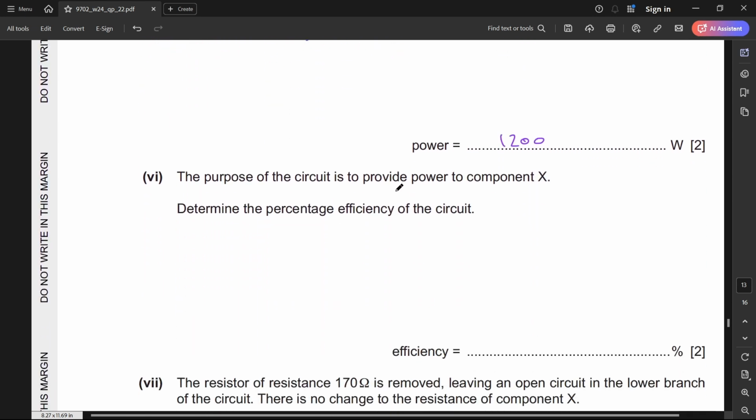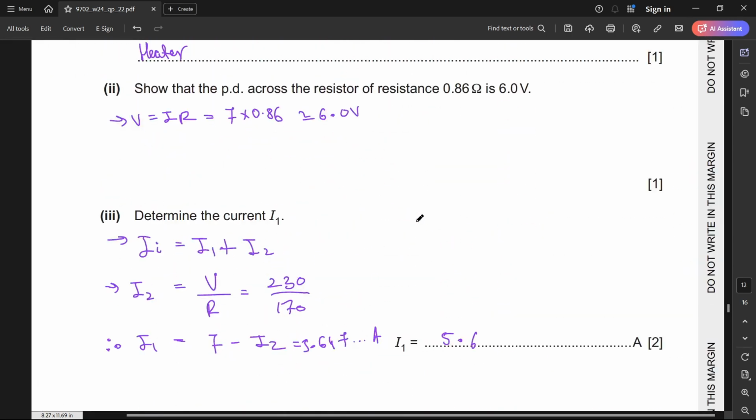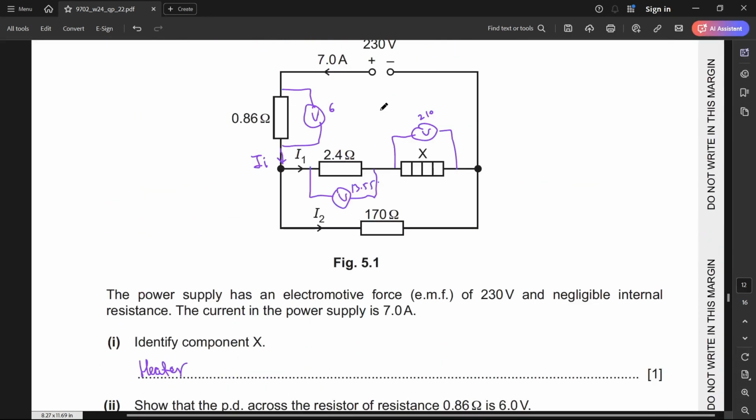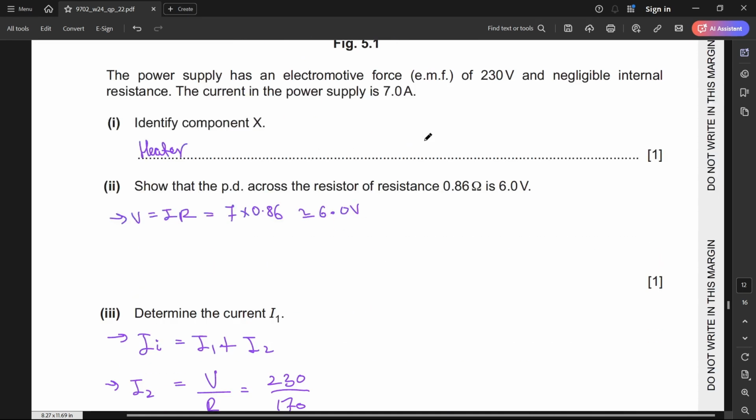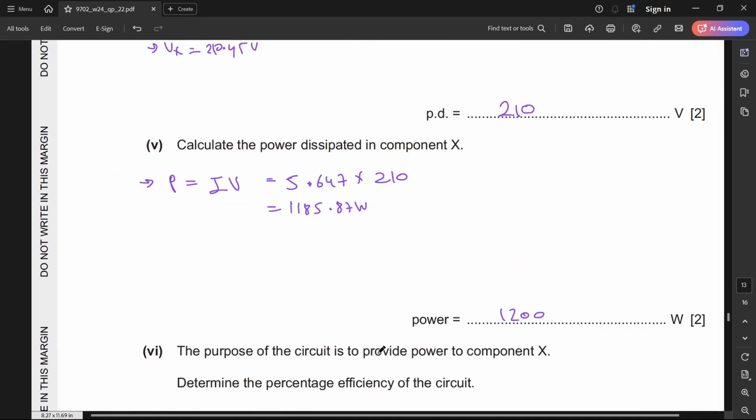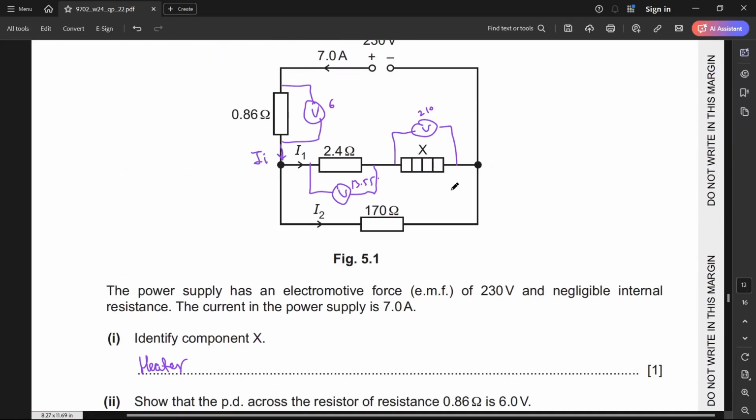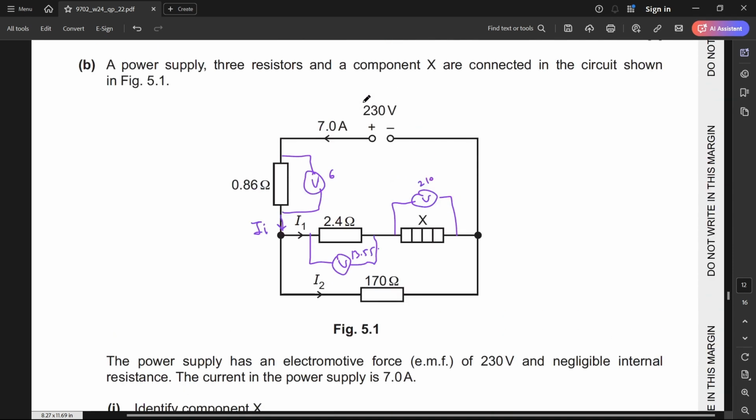Now the purpose of the circuit is to provide power to component X. Determine the percentage efficiency of the circuit. So the designing of the circuit was mainly to provide the power to your heater. Now the power that you are getting over here is 1200 watts, and if we check with respect to your 230 volts and 7, what was the input power that it was getting. So efficiency will be calculated as output power by input power into 100.